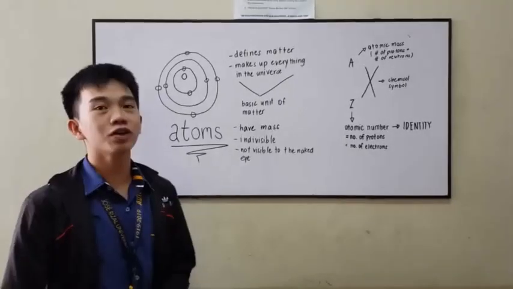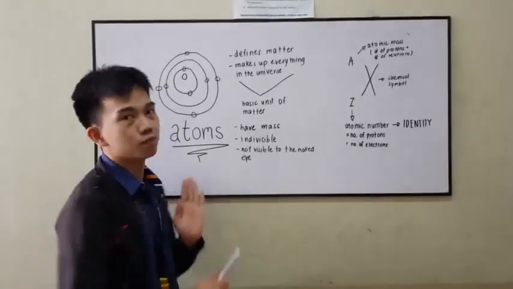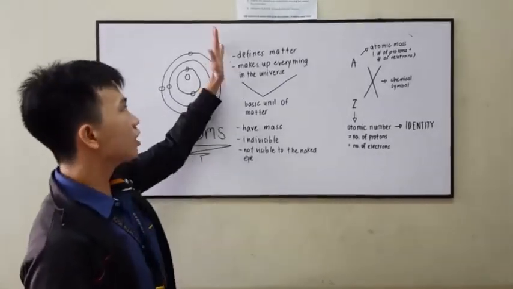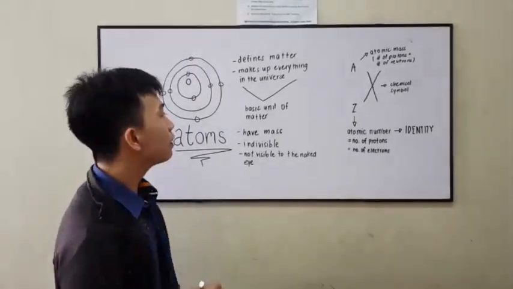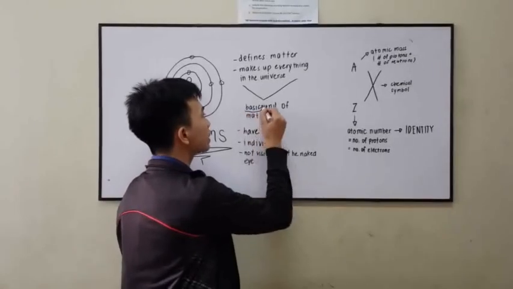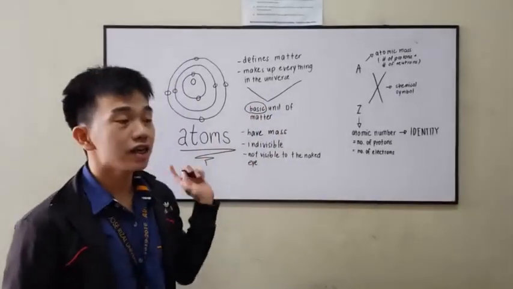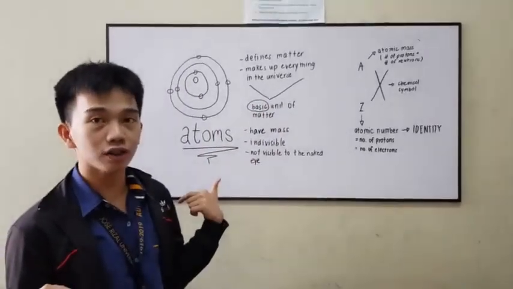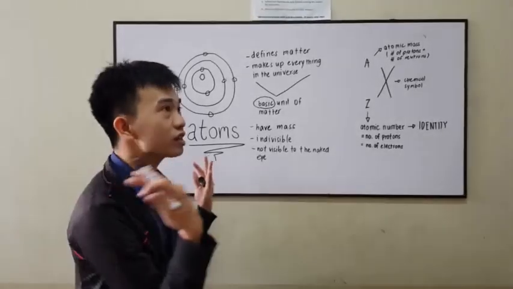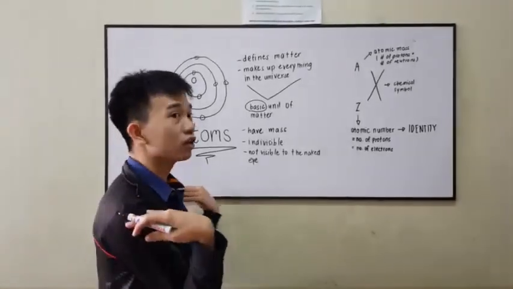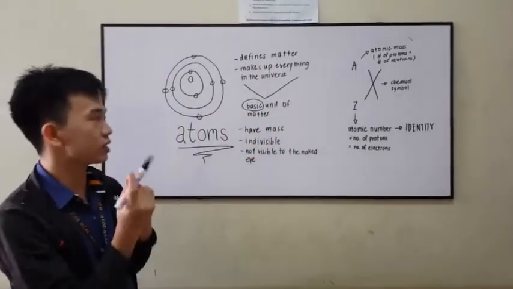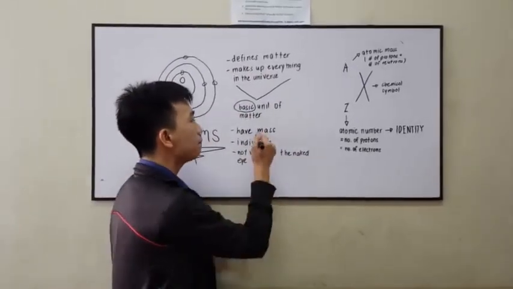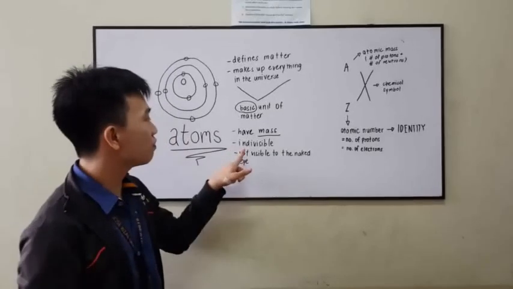So the first thing that we are going to discuss is all about atoms. So what are atoms? Atoms define matter and make up everything in the universe. With that being said, it is considered the basic unit of matter. Similar to the human body, which is composed of cells as the basic unit of our body, matter's basic unit is atoms. So atoms have mass and are indivisible.